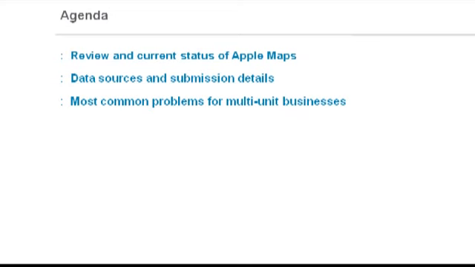So what we're going to discuss today is just an overview of where we're at with Apple Maps to date. How we got here, the impact that it has, and then we're going to look at all the different data sources. We're going to get into a little bit of the technical side of Apple Maps, but not too deep, I assure you. And then lastly, we're going to look at the common problems for multi-unit businesses, which again is our specialty and what our client base is made of here. And that last section is going to take probably the most time. There's a lot of different curiosities that we've encountered.